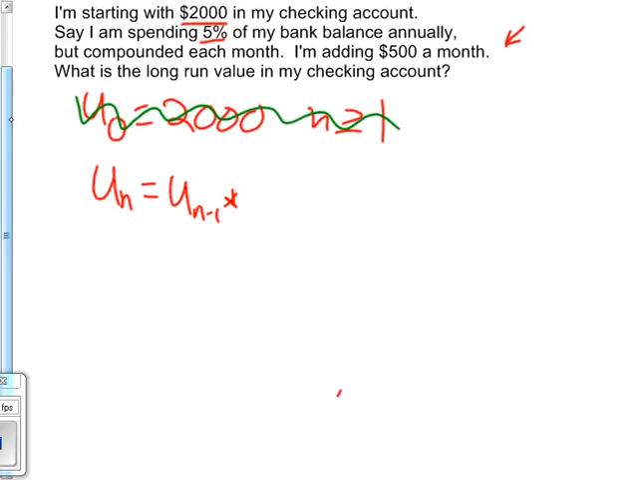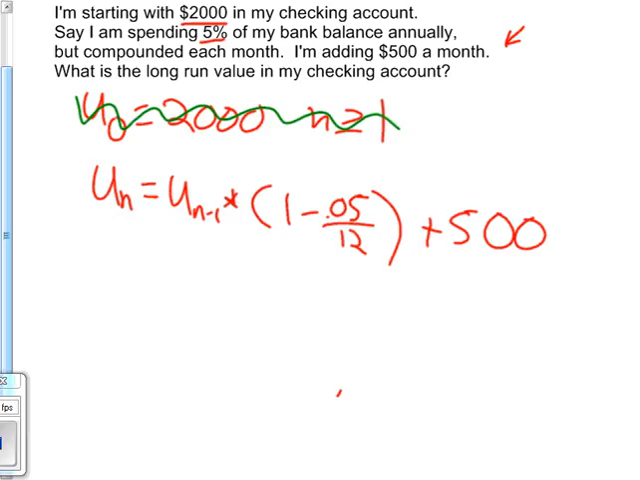U of N is equal to U of N minus 1 times 1, and then the annual rate is 5%. Oops, I'm spending 5%. But it's compounded monthly, so I'm dividing that by 12, and I'm getting $500 a month from a benefactor. So then from here, this is your equation. Why doesn't everybody figure out what the long run value is on this guy?